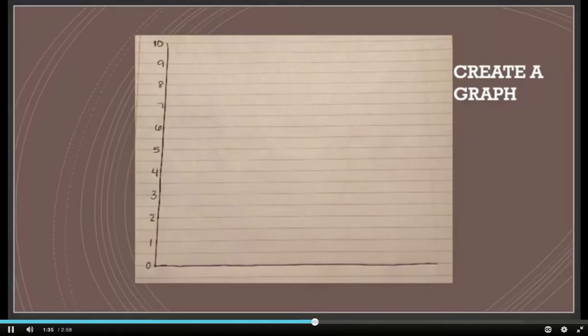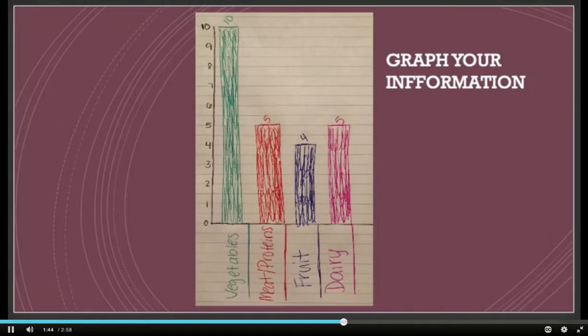Next, you will complete a graph like this one pictured. I used notebook paper so my lines were neat and easy to read. Once your X and Y axis are drawn, you will label them and fill in all your information. I wrote the total amount above each category to make it easier to see how many are in each.